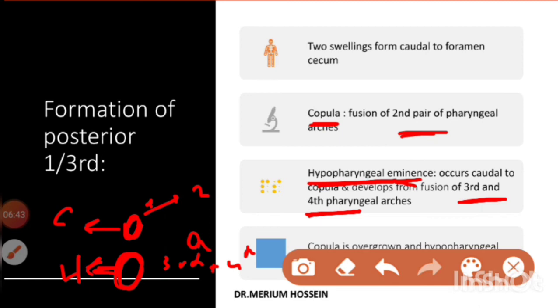So what happens is that the copula is overgrown by the hypopharyngeal eminence, and the hypopharyngeal eminence is what forms the posterior one-third of the tongue. This is the foramen cecum, and anterior to this is the anterior two-thirds.